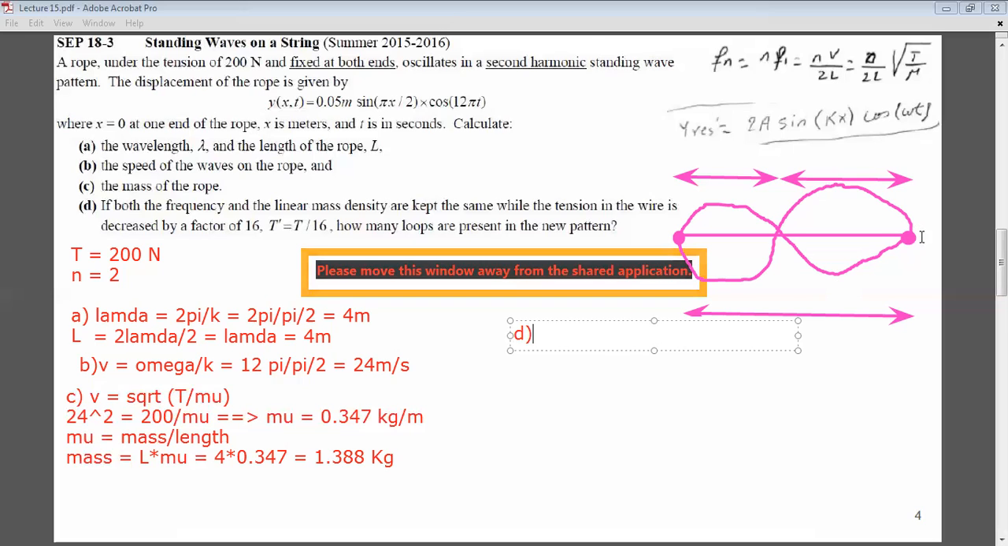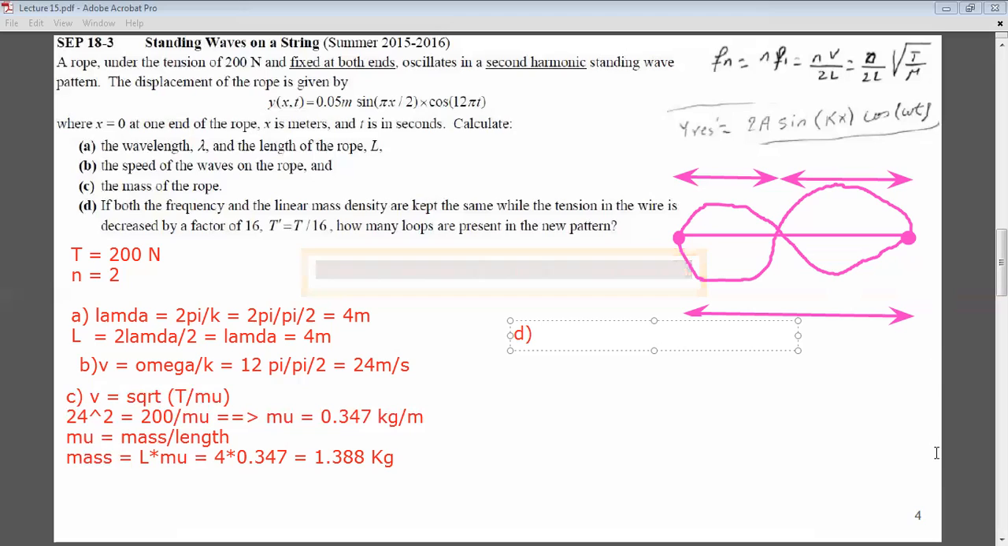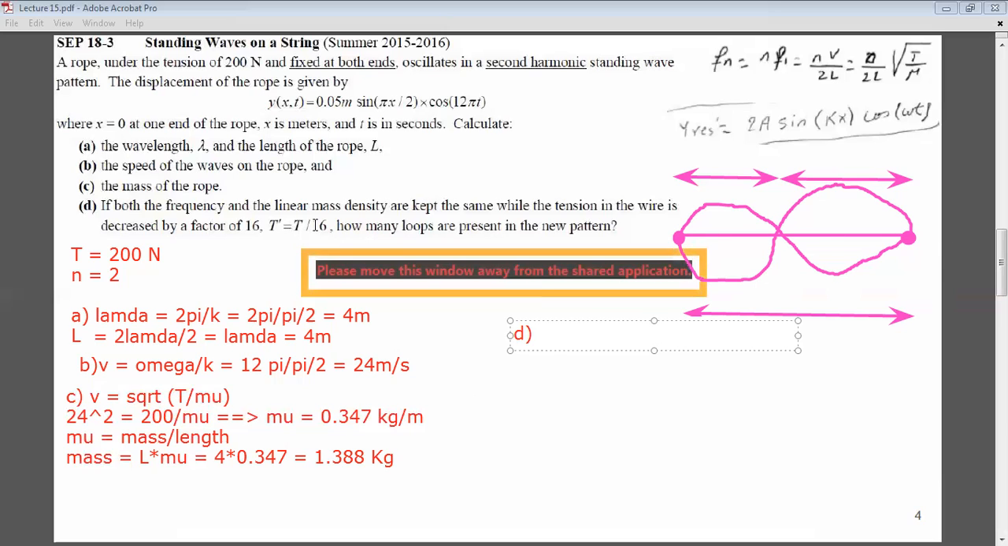With standing waves here, there will be some mass, for example, in order to increase the tension, I will put a very, very high mass. A very high mass will make the string stretch, and I will not see any loops. But here I am decreasing the tension, so I'm going to see more loops.